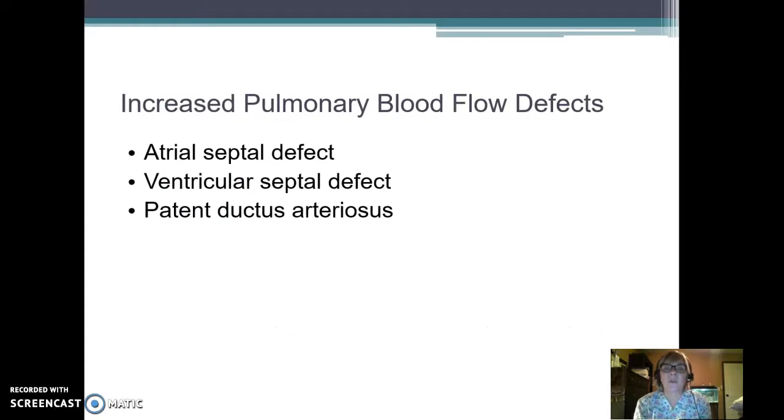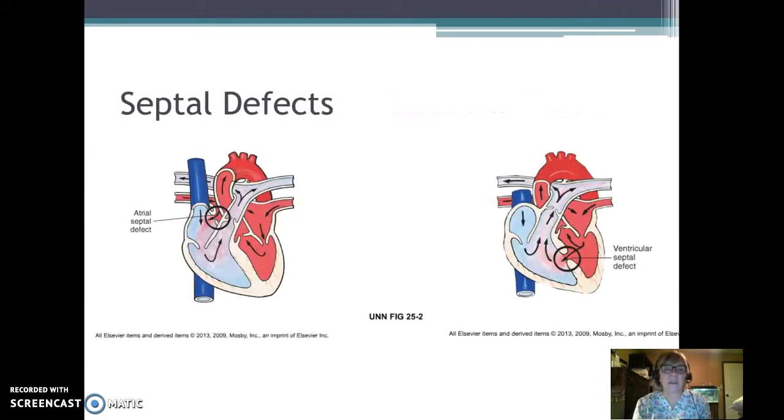So for those increased pulmonary blood flows, atrial septal defect, ventricular septal defect, and patent ductus arteriosus, we'll just quickly look at those. So here's the septum, which divides the right and the left side of the heart. Remember the left side is higher pressure within a few hours after birth, so blood's going to move from the left atria into the right atria.